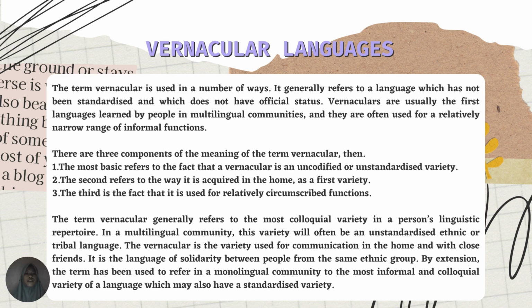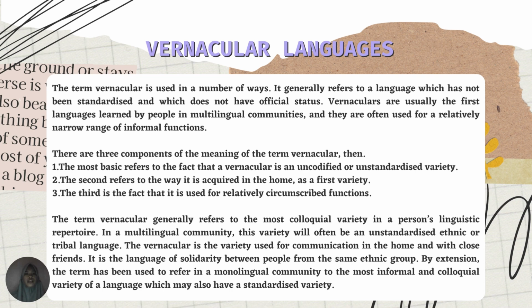And first, the most basic, refers to the fact that vernacular is an uncodified or unstandardized variety. And the second refers to the way it is acquired in the home as a first variety. And the third is the fact that it is used for relatively circumscribed functions. The term vernacular generally refers to the most colloquial variety in a person's linguistic repertoire.